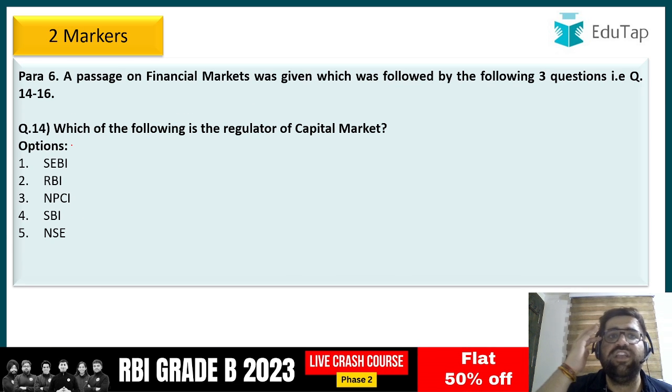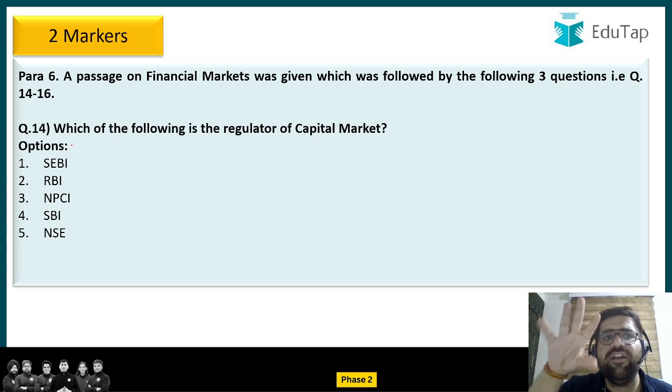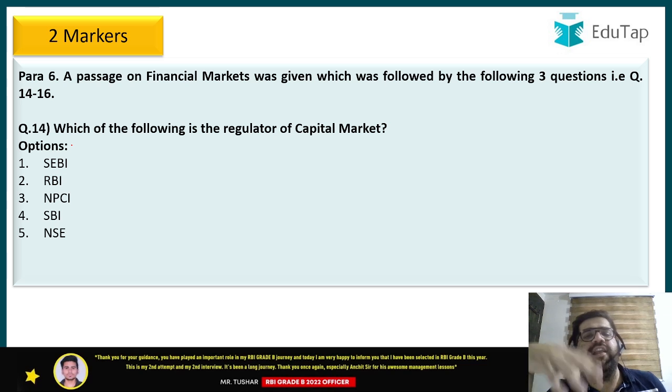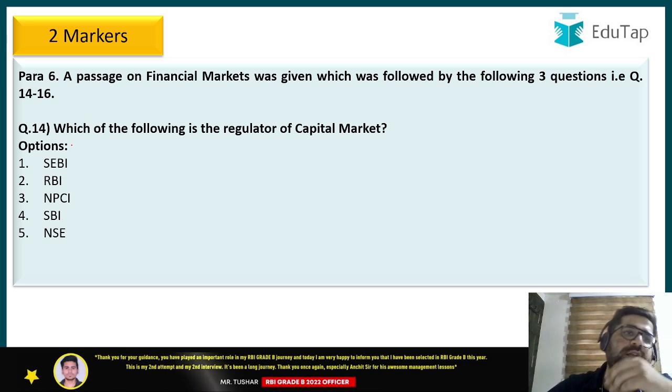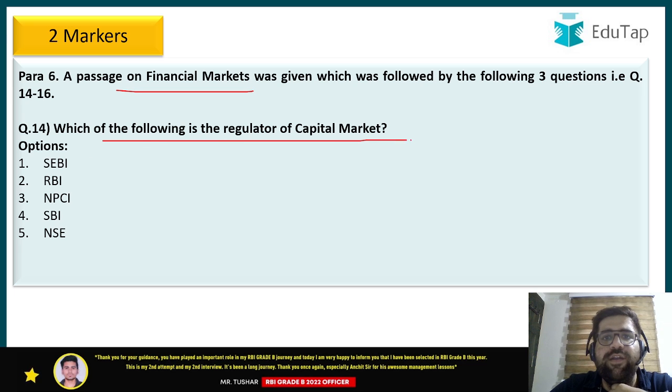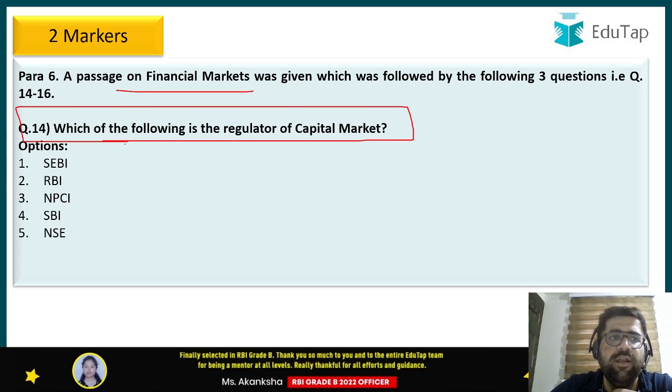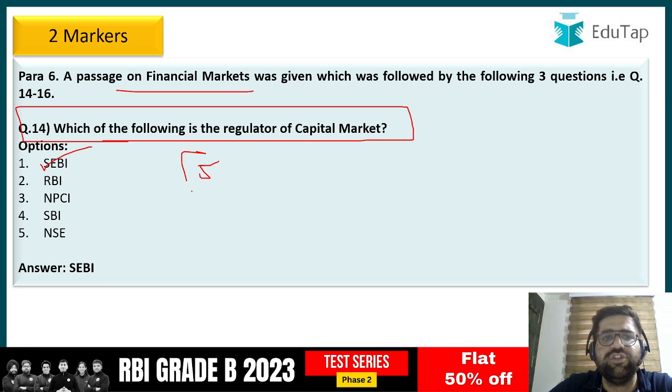A passage was given on financial market, which was followed by 3 questions. So again, different paragraphs are given so that they can test you on different knowledge points. A passage on a financial market was given. Now, which of the following is the regulator of the capital market? Very easy, SEBI is the answer. Even I would have taken 5 seconds to answer this question. So save your time over here and invest your time in some tough questions.